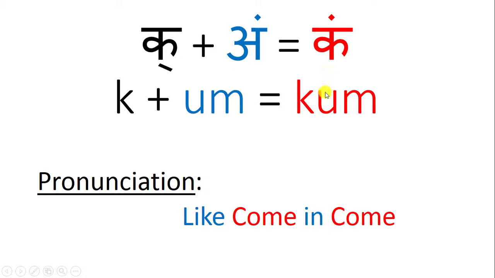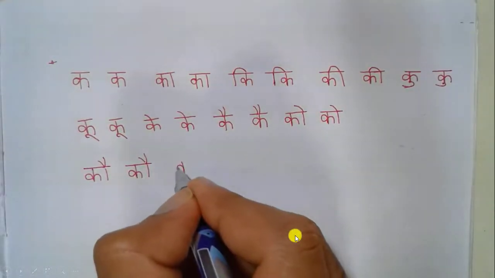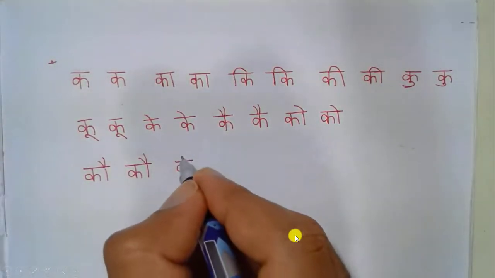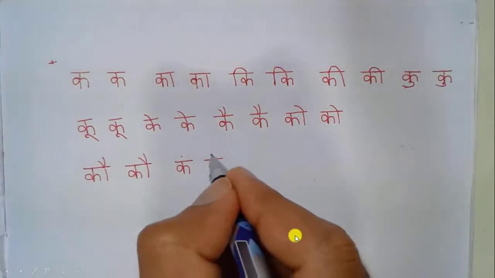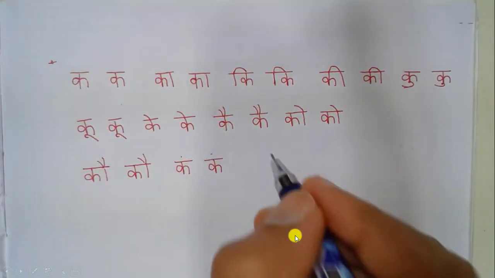Next is come. You get this sound come when you add K to the dot sound. K plus it equals come. You pronounce it like the word come, as in welcome. Okay? And you write it like this. K, the first sound, with a dot above it, makes it come.